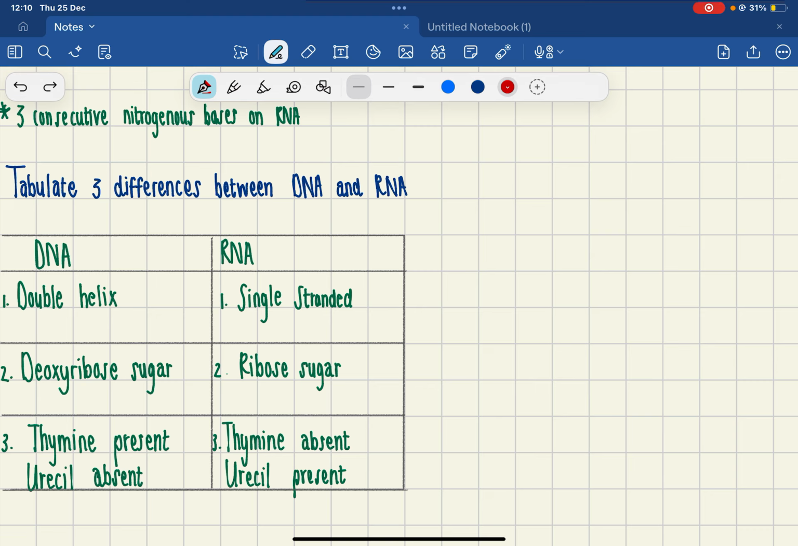Okay. Now, let's look at the 3 differences between DNA and RNA, boys and girls. These you should know. DNA is double helix or double helical shaped. RNA is single-stranded. Now, DNA consists of what we call deoxyribose sugar, and RNA consists of ribose sugar. Now, DNA also consists of thymine being present and uracil being absent. RNA consists of thymine being absent and uracil being present.